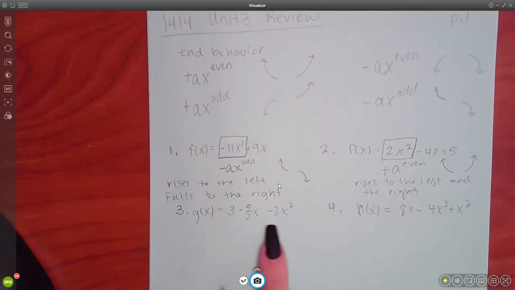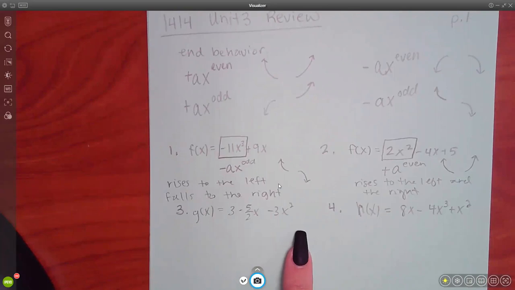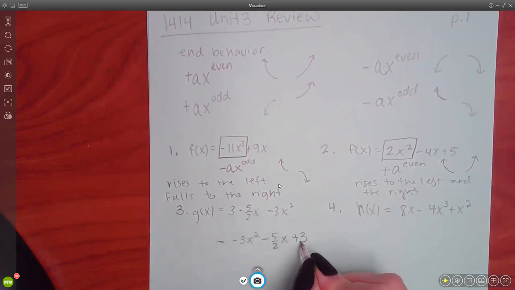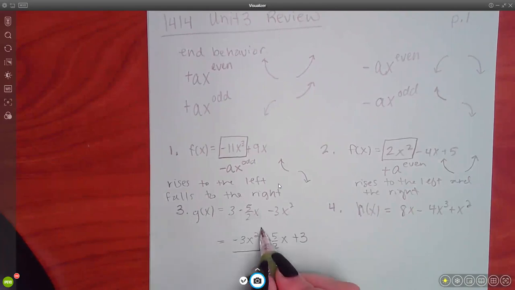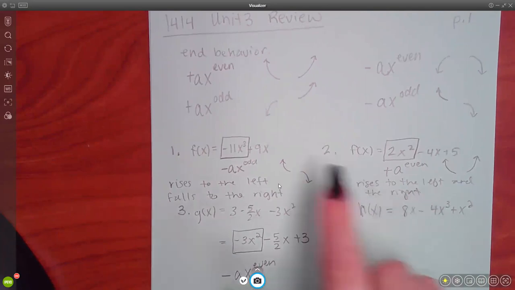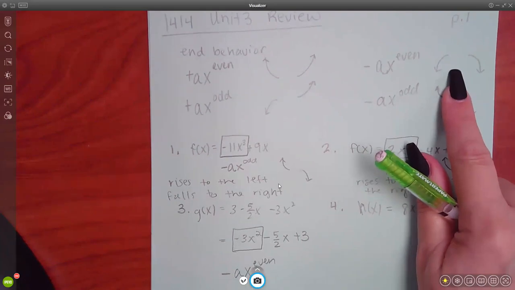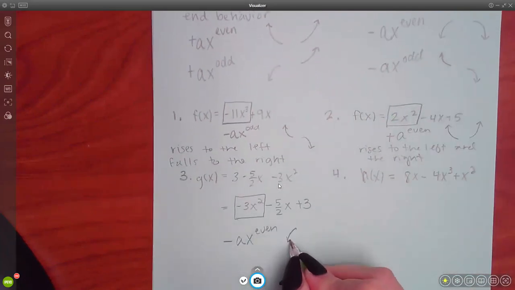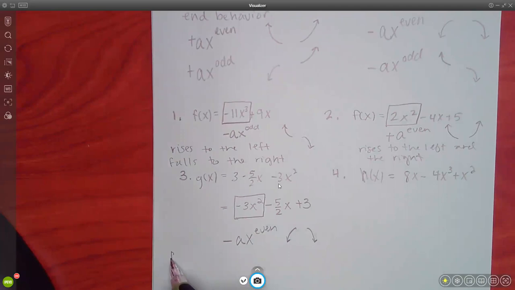Now is this one in descending order? No. So we need to put our negative 3x squared first, then our negative 5 halves x, and then our positive 3 constant. Now we can look at the front term. It's a negative number in front, but an even exponent, so we have to pick this one over here. So it's going to go downward. This one actually falls to the left and to the right.